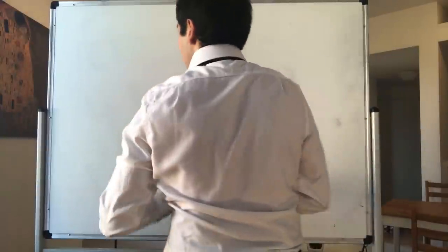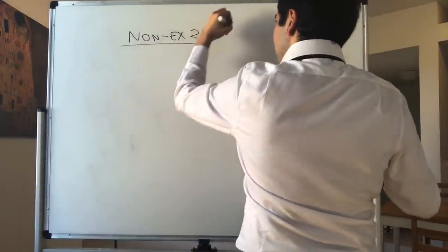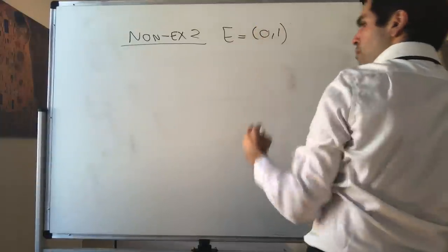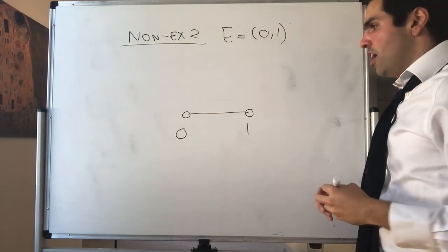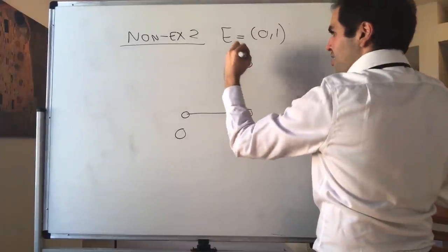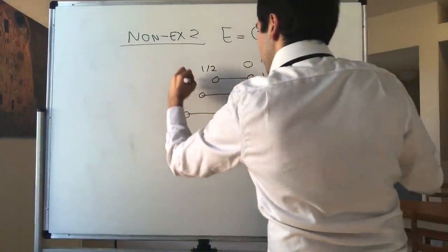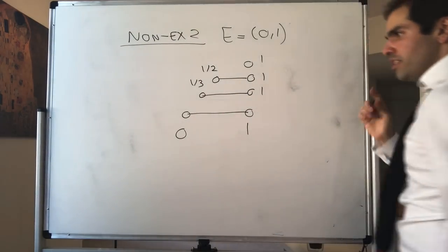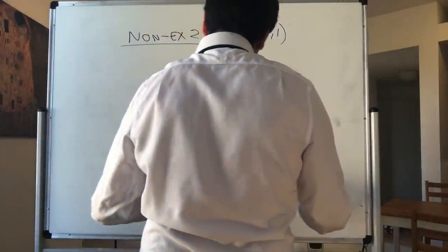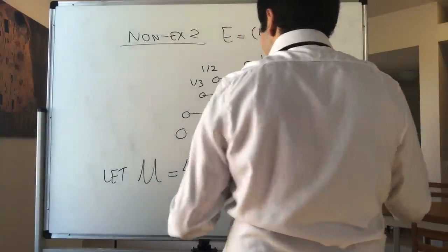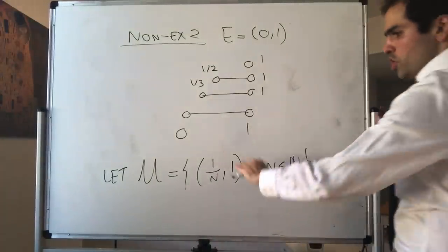Okay, here's another example. Consider the following. Let E be the open interval 0, 1. And consider the following cover. So I guess you start with the empty set, so just 1, 1. But then you do 1 half, comma 1, and then 1 third, comma 1, etc., until 1 over n, comma 1. So let capital U be the set of all intervals of the form 1 over n, comma 1, where n is a natural number.